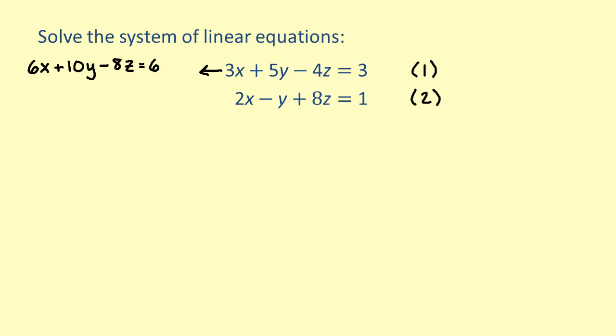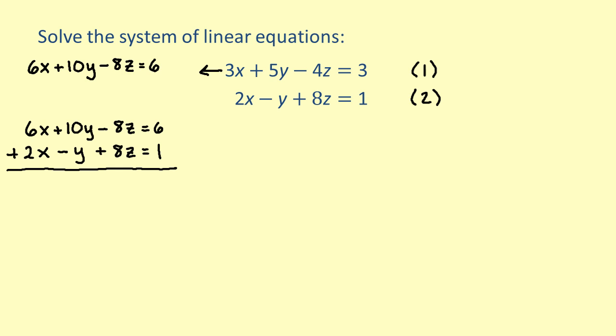We now have a negative 8z in equation 1 and a positive 8z in equation 2. By adding the two equations together, we can cancel out the z terms. This gives us 6x + 10y - 8z = 6 plus 2x - y + 8z = 1. The z terms cancel, giving us 8x + 9y = 7. Therefore, equation 1 and equation 2 are both true if 8x + 9y = 7. Since we know there is a solution, we know the solution has to be a line.